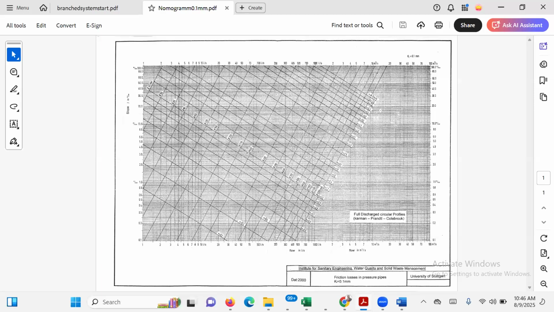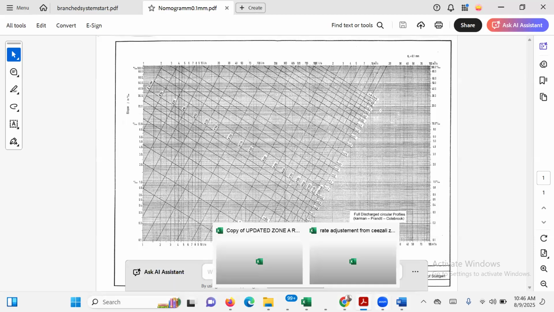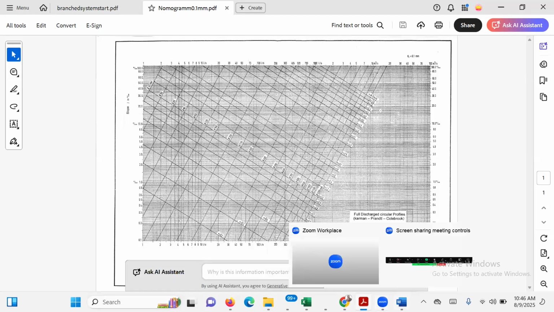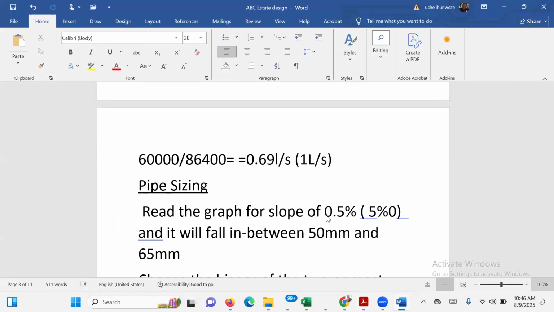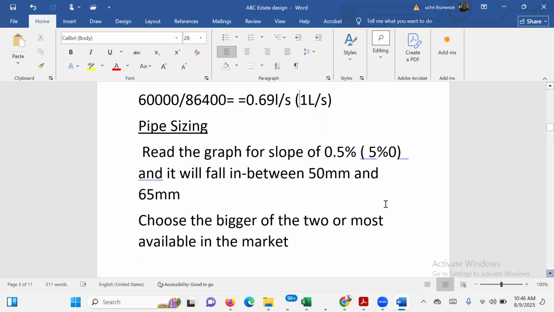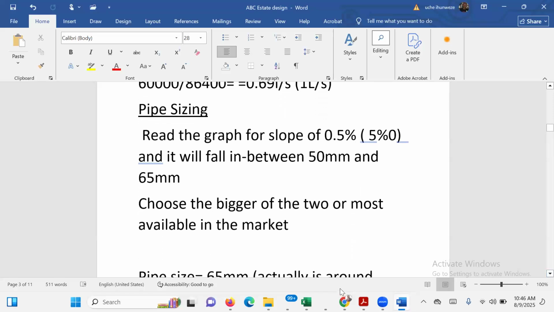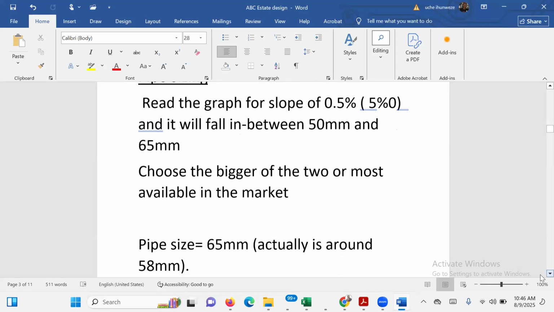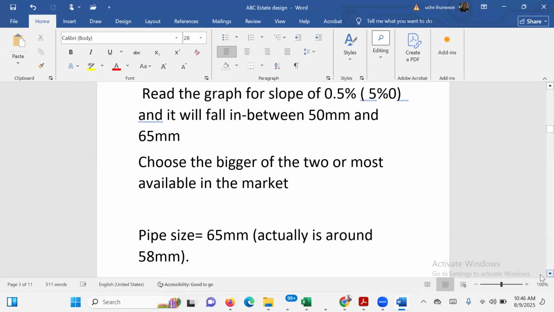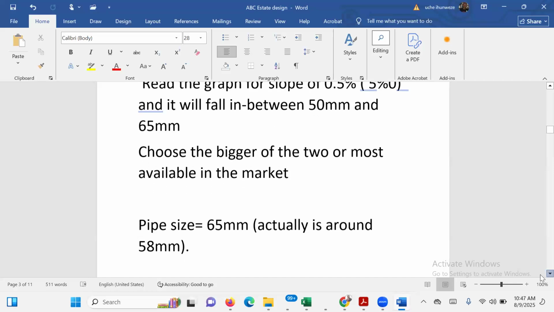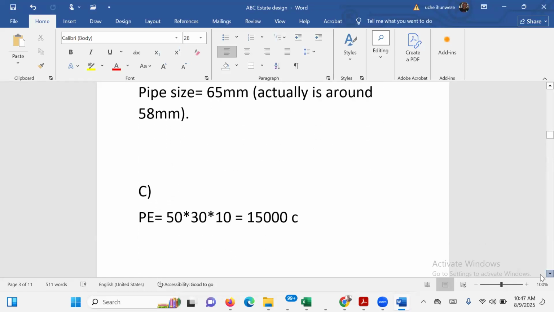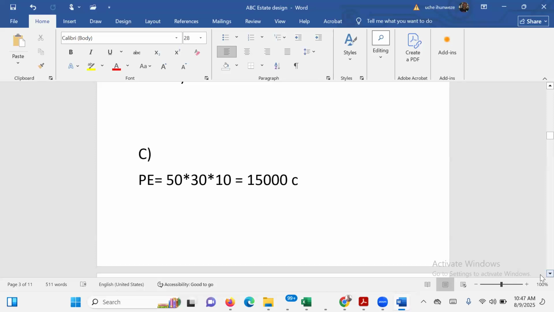So the pipe size to be used for the design will be 65. And that is it. So I say choose the bigger of the two or the most available in the market. If you go to the Nigerian market, you won't see 65, except you're going to custom import those pipes. So number C says, what will be the main pipe?